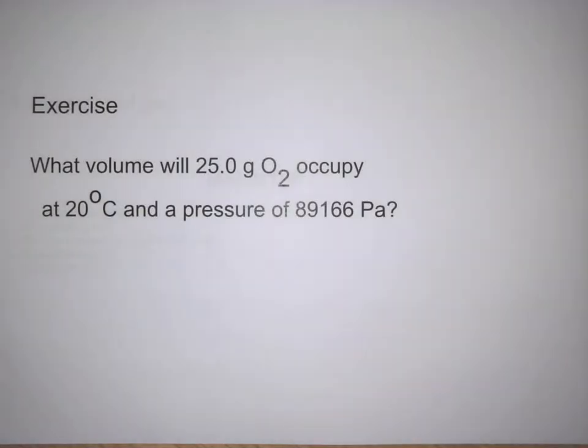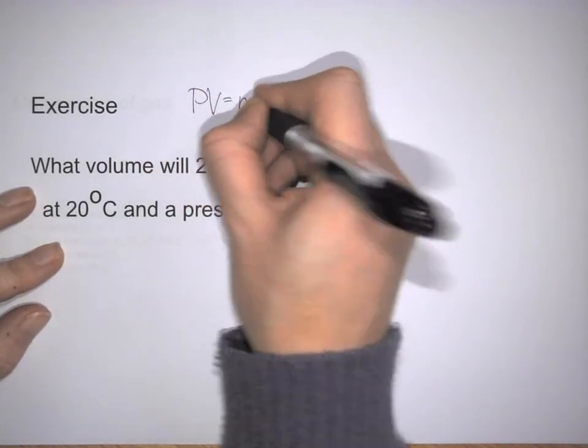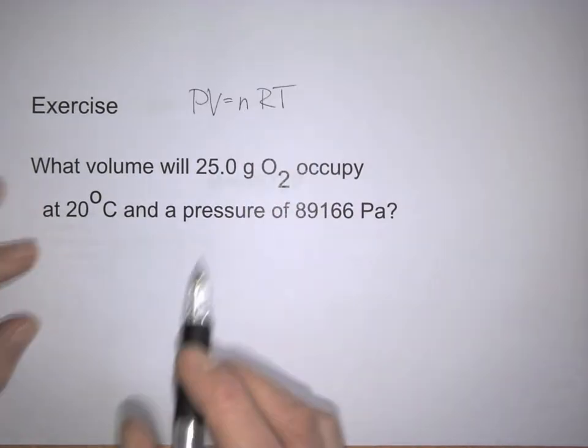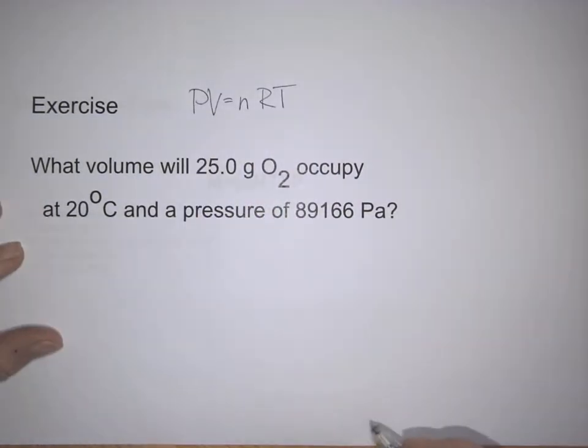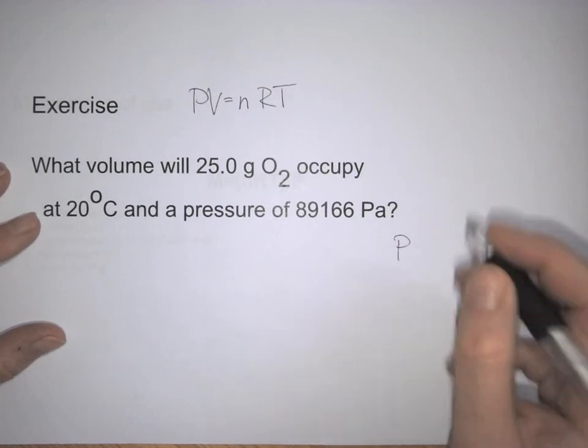So, an exercise of this. What volume will 25 grams of oxygen occupy when we have 20 degrees and a pressure of 89,166 Pascal? This is the equation, PV = nRT. The pressure needs to be in kilopascal. Oh no, just in Pascal.